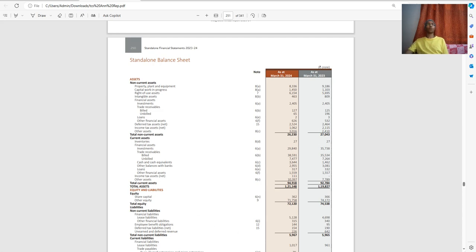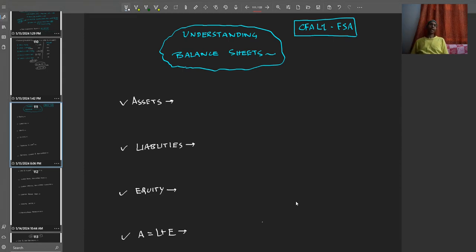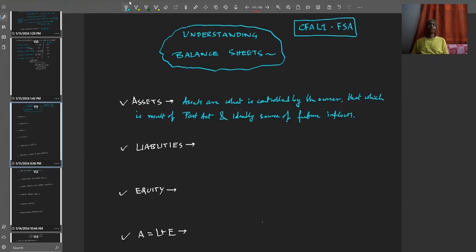If we have to start with the overview, what better thing to start than assets? So friends, let us try to define assets. Assets are basically what is owned or controlled by the owner. This is an accumulation as a result of past activities, and ideally this is going to be the reason for future inflow of income. So assets are what is controlled or owned by the owner, that which is a result of past activities, and ideally that which is the source of future inflows.